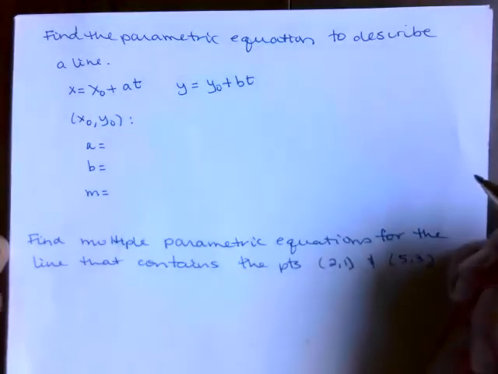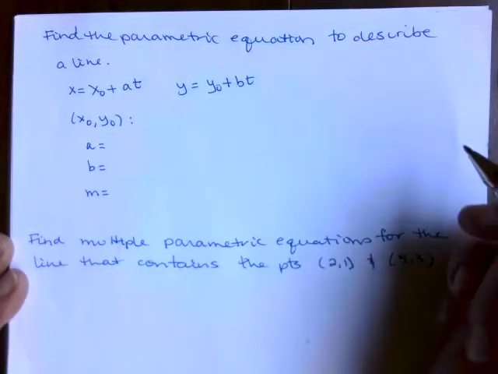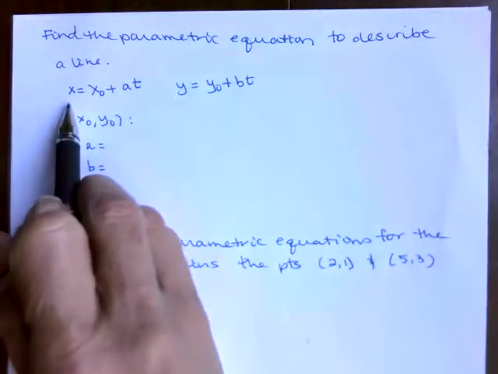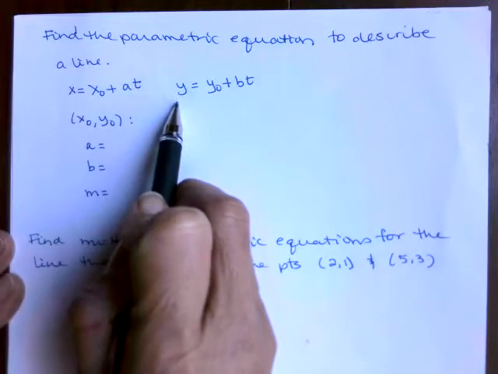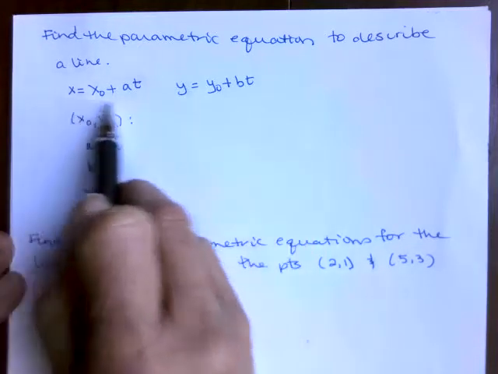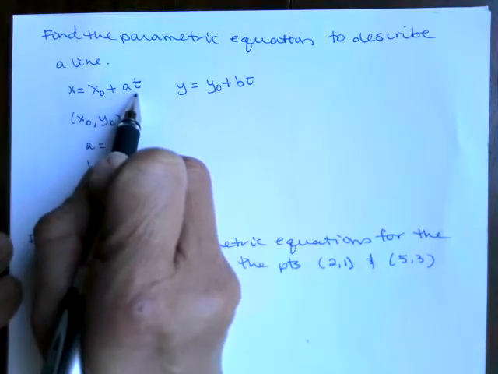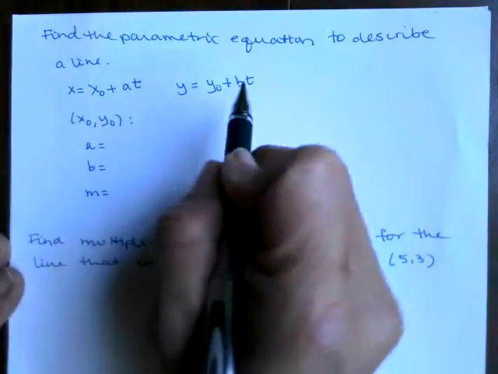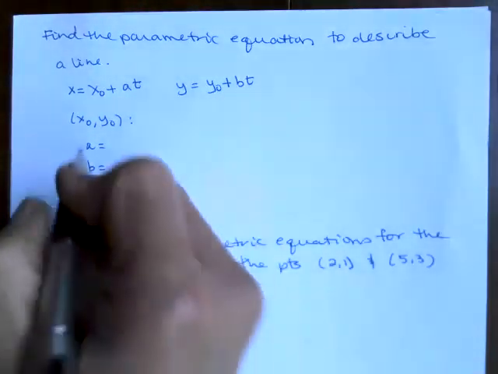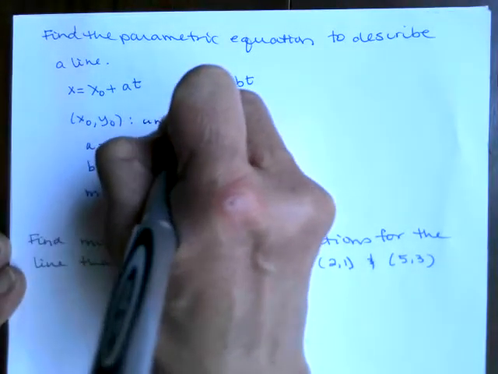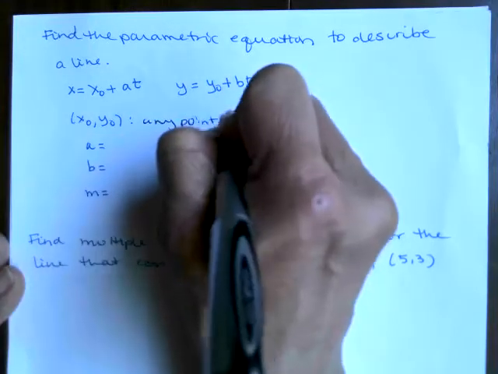So I want to show you how we can find the parametric equations for a line. The way we're going to do it is we just describe the x behavior independently from the y behavior. So for the x equation, we have x equals x naught plus a times t, y equals y naught plus b times t. Don't worry. So x naught, y naught, this is just any point you know on the line.